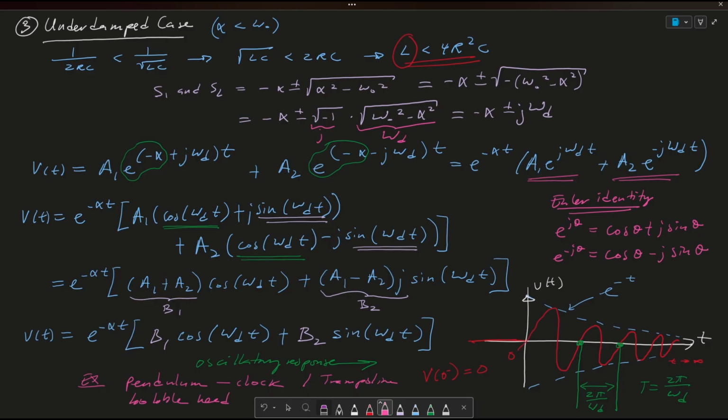All right, in the next 2 videos, I'm going to be doing some examples of the source-free parallel RLC circuit, where depending on the circuit I pick, the case might be underdamped, critically damped, or overdamped. So make sure to look out for those videos.